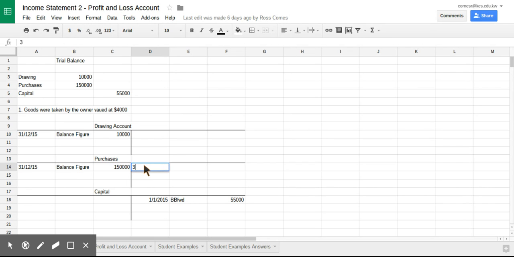So we would credit our purchases, and the other account that is going to be affected is our drawings, because it's stuff being taken out of the business by the owner, and it was 4,000, and that will increase the overall amount of drawings.